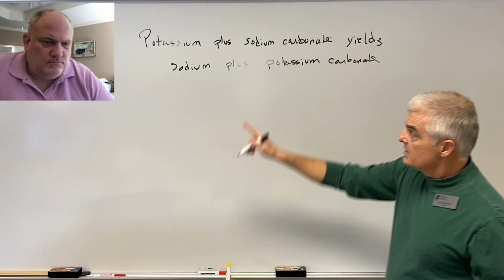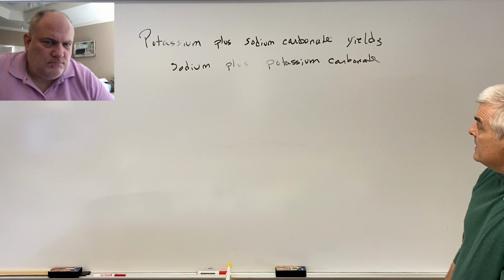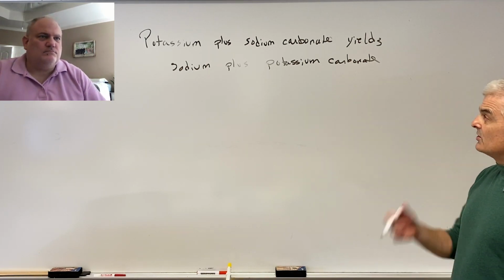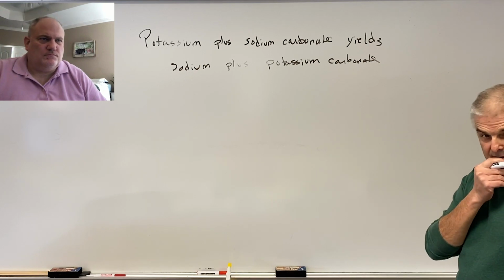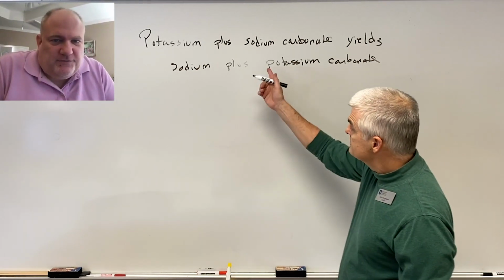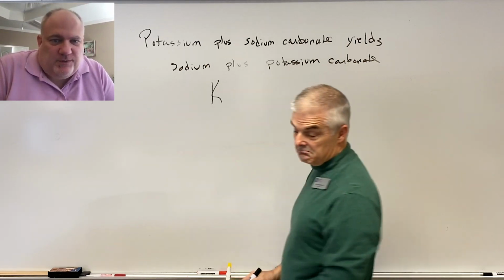So on this one, folks, potassium plus sodium carbonate yields sodium plus potassium carbonate. So what are we going to do? Potassium. Mr. Dmitrovich, help me out. So in this reaction, we have potassium, and that's just an element by itself. So you have to write that it's just an element. And so we just write K.